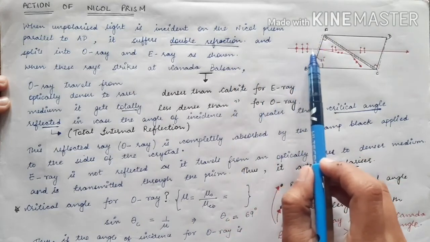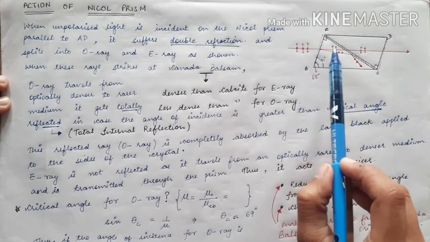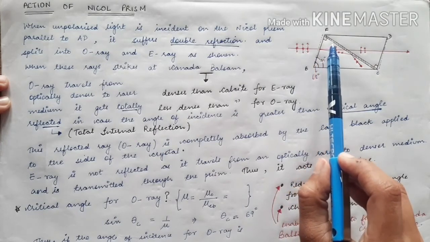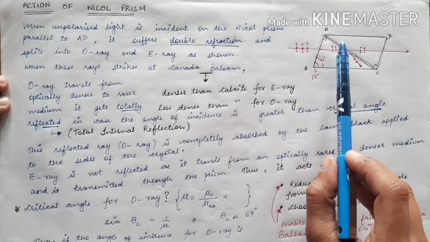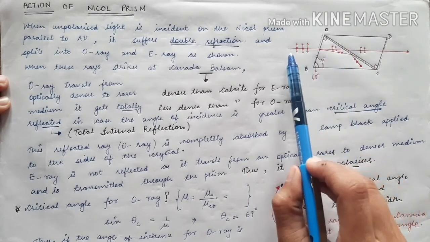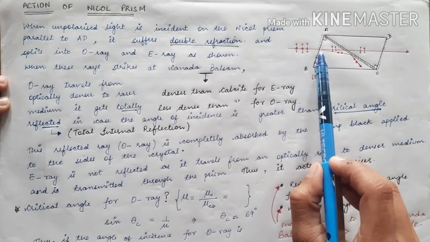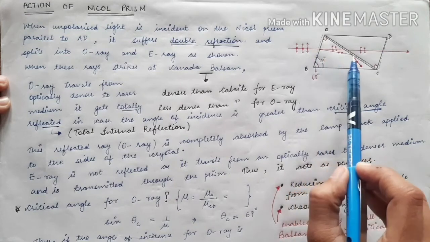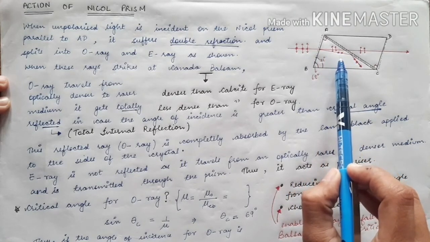When the unpolarized light falls on this face of the Nicol prism, the prism is made from calcite crystal, and calcite crystal is a birefringent material. So there will be double refraction inside the calcite crystal. When unpolarized light falls on the Nicol prism, the light ray gets split into two rays. One will be the extraordinary ray and another will be the ordinary ray.